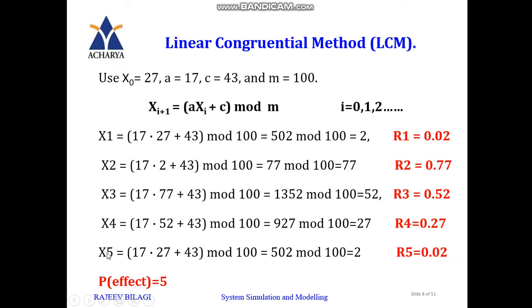I am going to find X5 because I need to find out what the effect would be. X5 is 2. If you look at all these random numbers, 0.02 is repeated in the first place and the fifth place. So every fifth place this number is going to be repeated. If you find R6, R7, R8, R9, R10, here also you will get the same values.